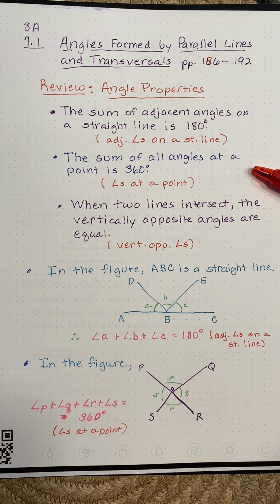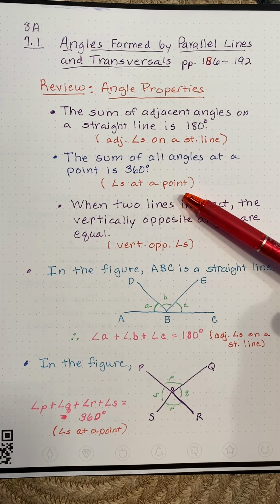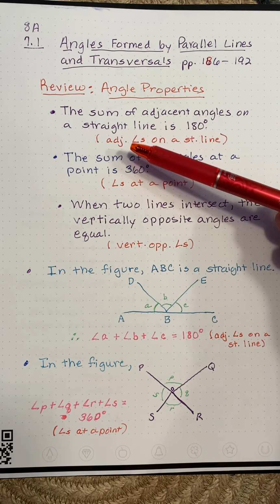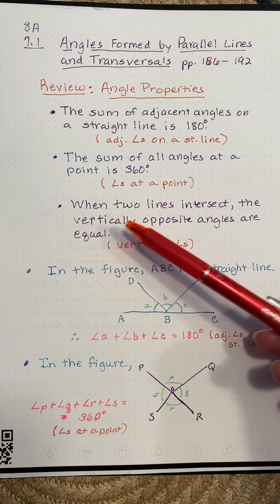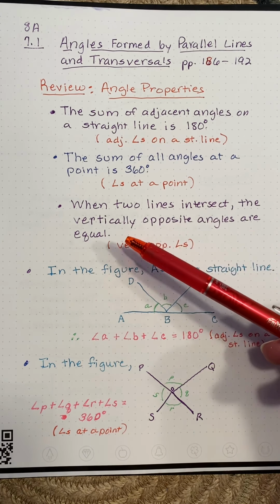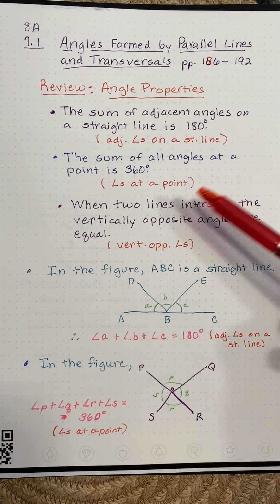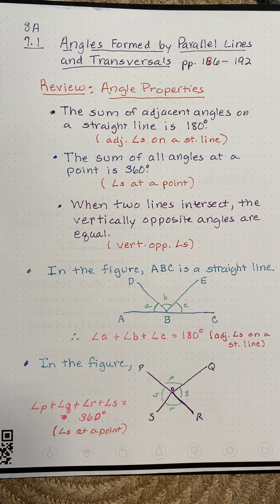The next property is the sum of all angles at a point is 360 degrees. So angles at a point. And this one, of course, was adjacent angles on a straight line. And our third property is when two lines intersect, the vertically opposite angles are equal. And we would abbreviate this property, vertically opposite angles.